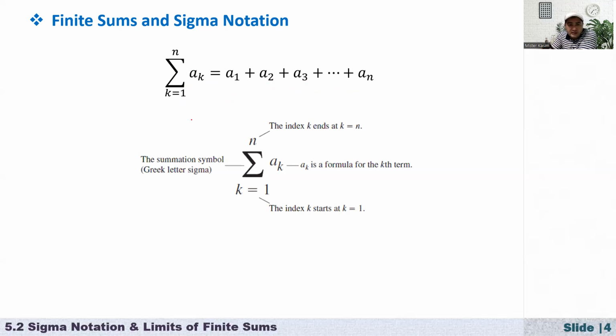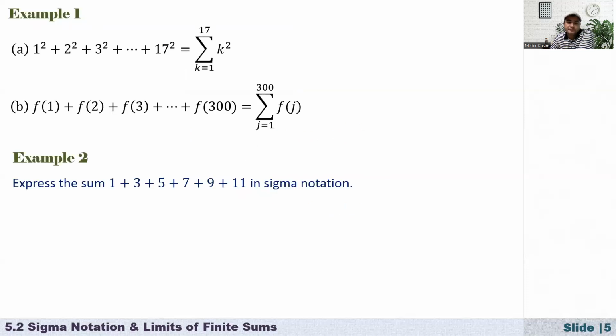Okay, what is this k here? This index k starts at k equals 1, and the index k ends at k equal to n. So this a sub k is a kind of function here. A sub k is a formula for the kth term of this kind of sequence. Let's say we are given a number sequence and we are just adding up its terms.